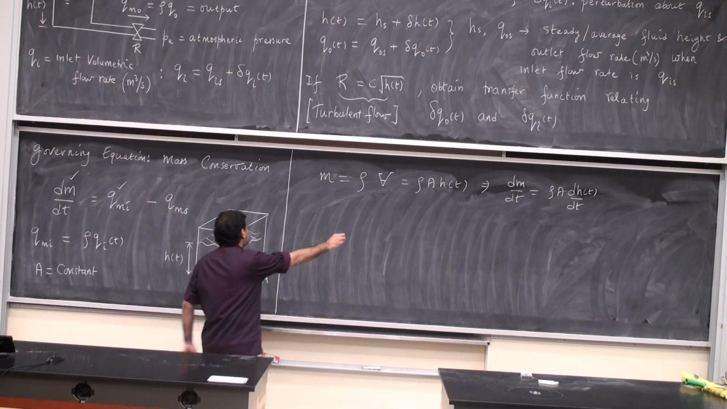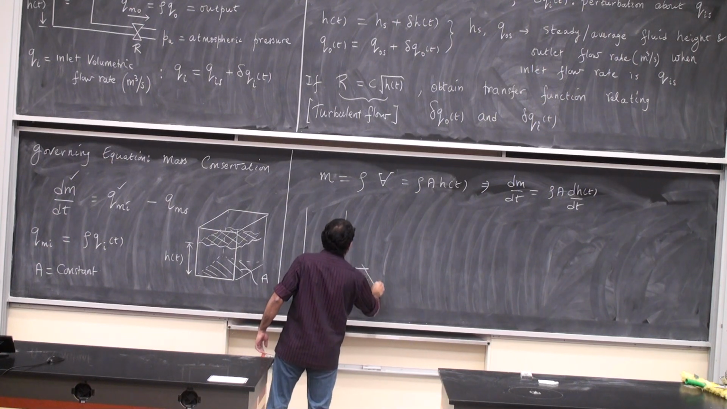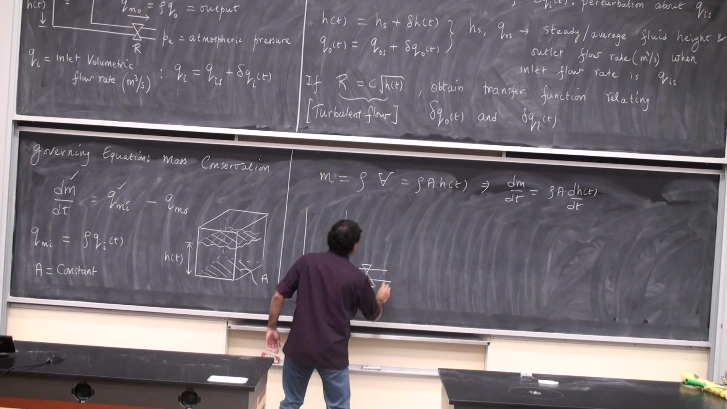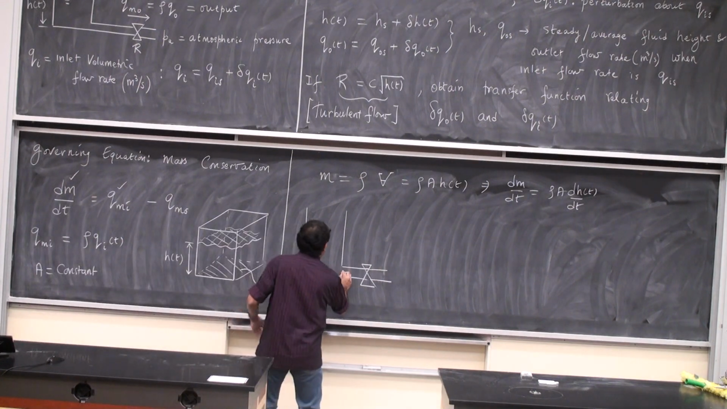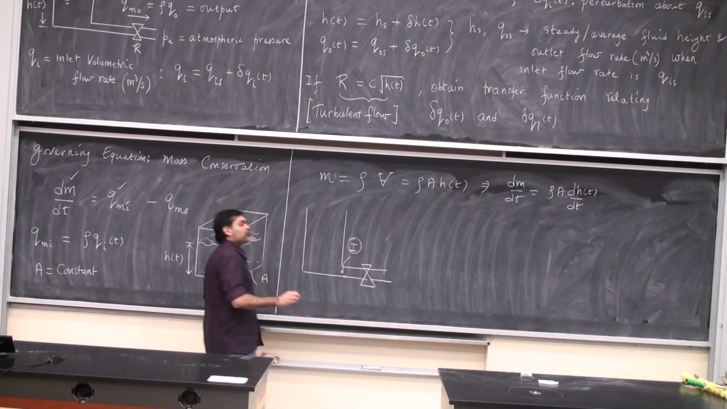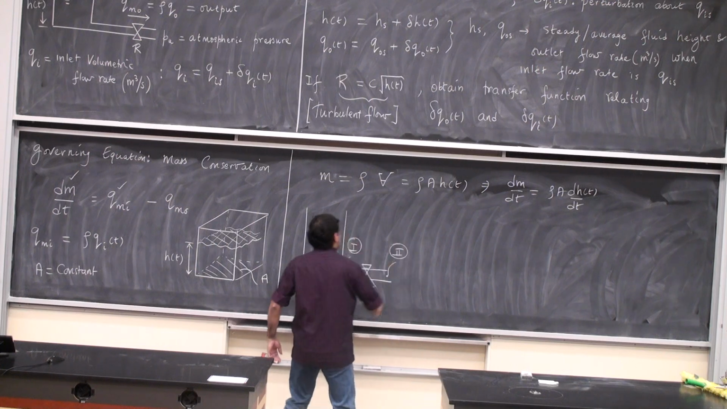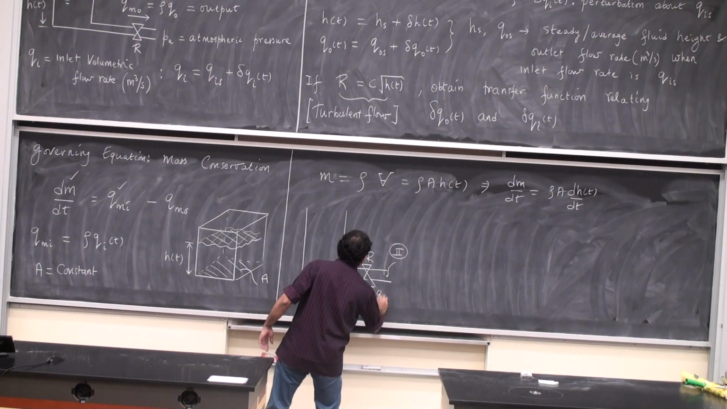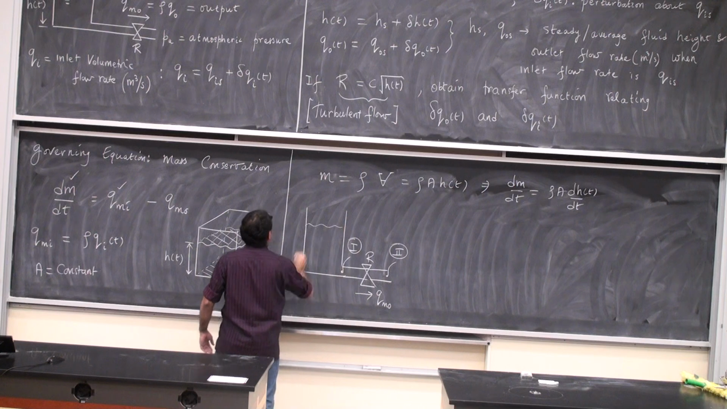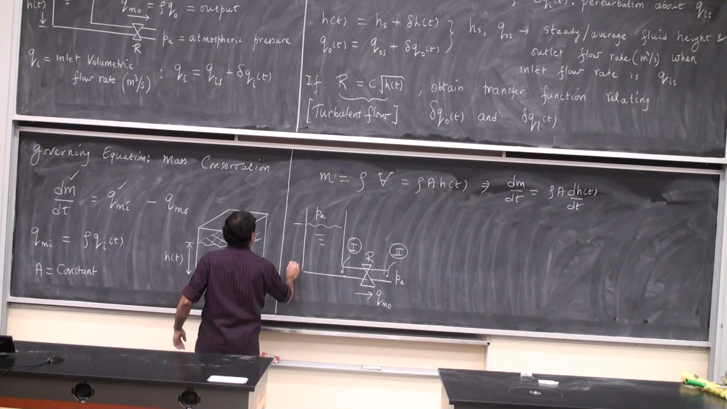I need to look at Q_out. You don't need to redraw this. I'm just redrawing the tank there. I'm going to label two locations, okay? One before the outlet, some location one, and then another location right after the outlet, some location two. The flow resistance is capital R. And the flow itself is Q_out. Atmospheric pressure, and h of t.